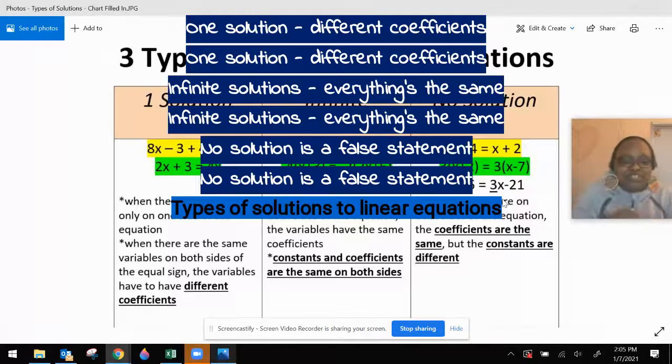One solution, different coefficients. Infinite solutions, everything's the same. No solution is a false statement.